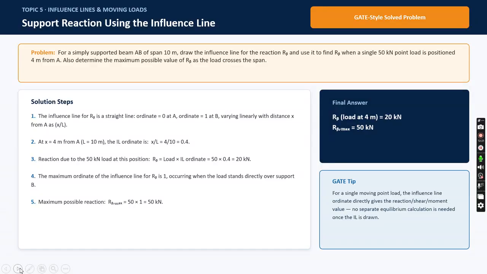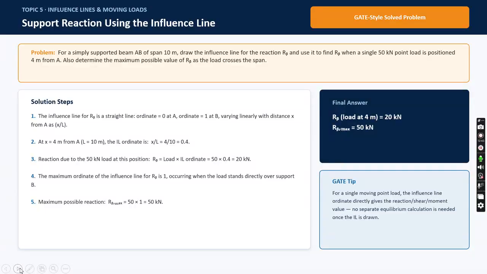Next comes the problem on influence line. For a simply supported beam AB of span 10 meter, draw the influence line for the reaction RB and use it to find RB when a single 50 kilonewton point load is positioned 4 meter from A. Also determine the maximum possible value of RB as the load crosses the span.